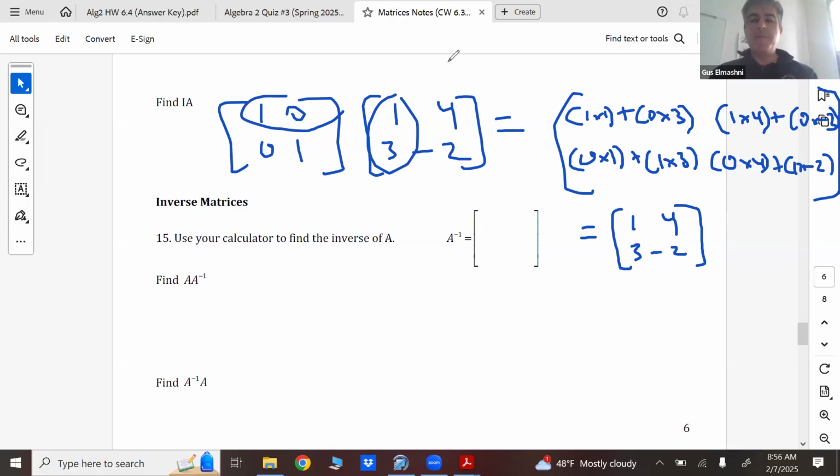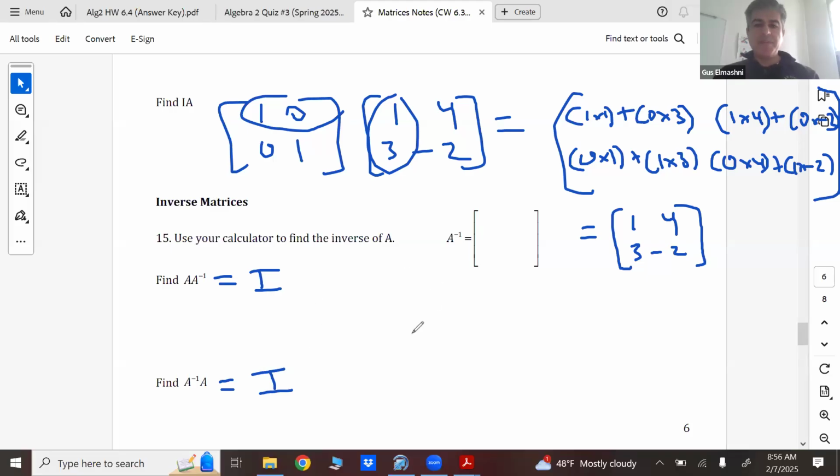Now when you find the inverse, I'm going to have you doing the calc because it's kind of complicated to do by hand. I'm going to tell you right now, if you multiply something by its inverse, it will always equal I.